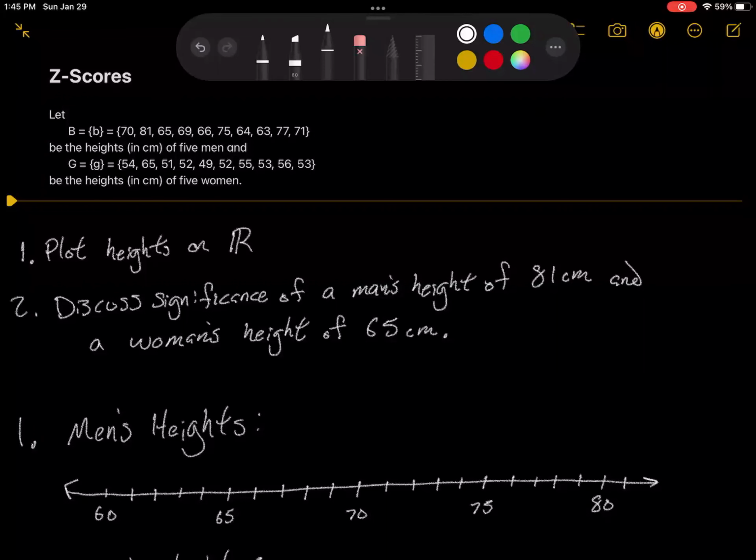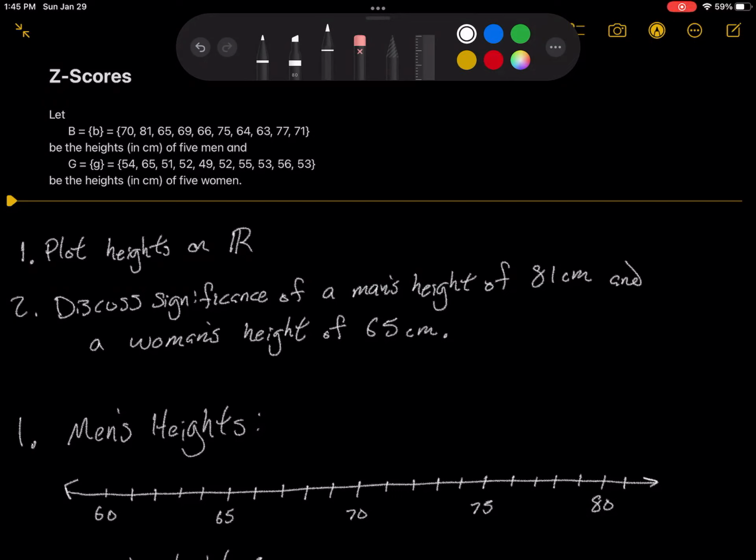All right, let's talk about z-scores, a measure of relative standing. I want to find a way to measure a single data point relative to the data set that the data point came from. So here I have two sets, one called B, one called G. B gives me the heights measured in centimeters of 10 men, and G also measures the heights in centimeters of 10 women.